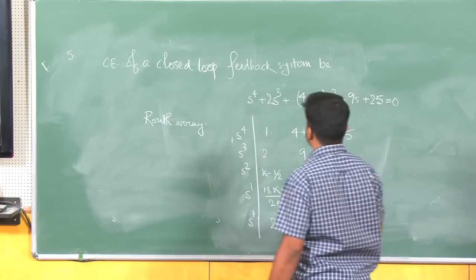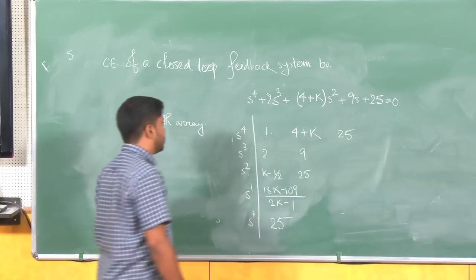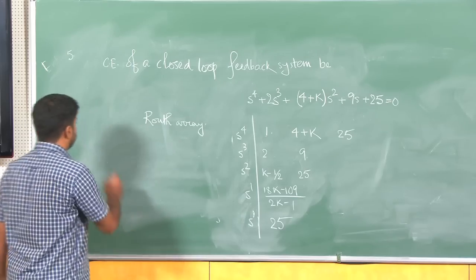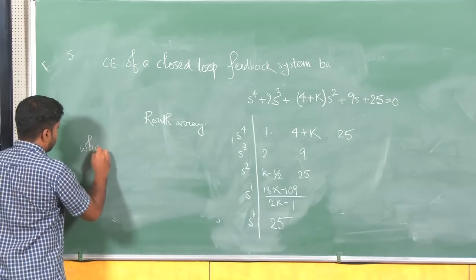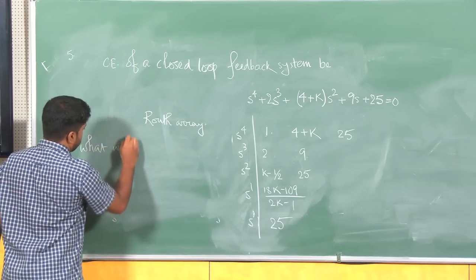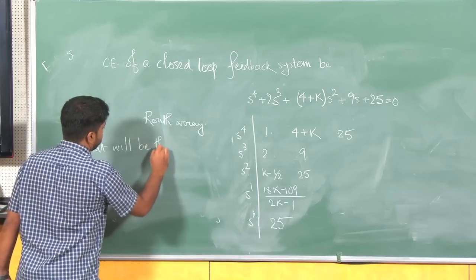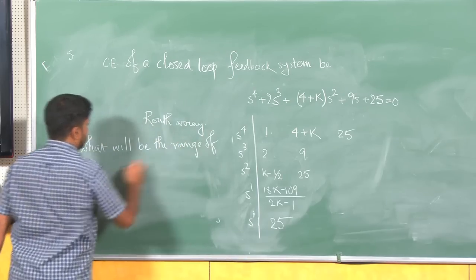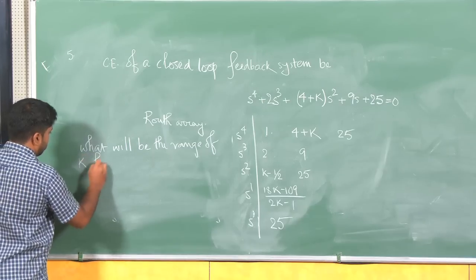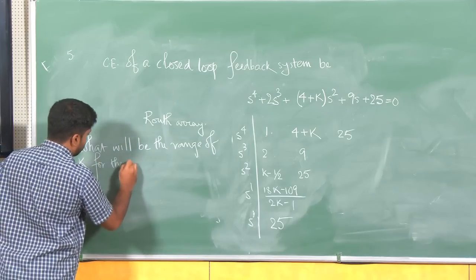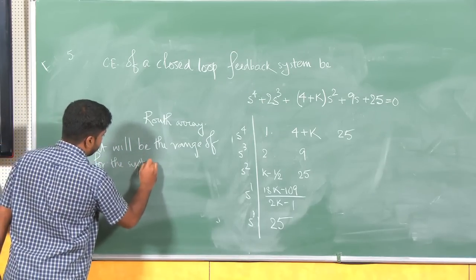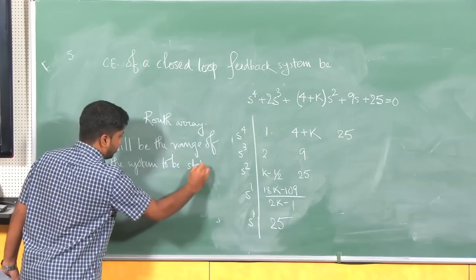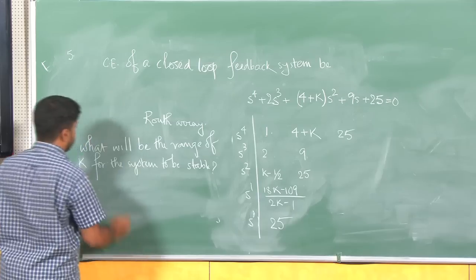Now, if we want the system to be stable, let us find out what will be the range of k for the system to be stable.